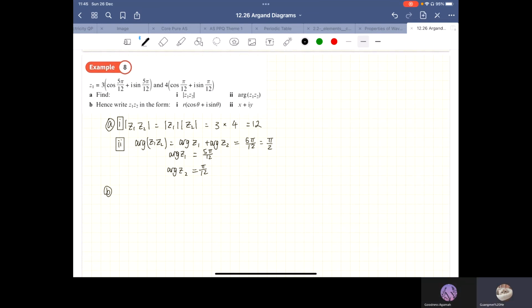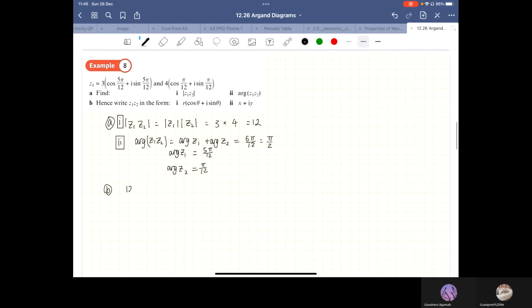Hence, write z1 z2 in first modulus argument form and secondly the complex number form. Okay. Well, this is easy because we know our r and our theta. So it's 12 cos pi over 2 plus i sine pi over 2. Excellent.